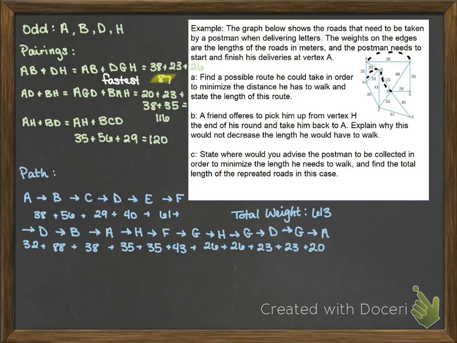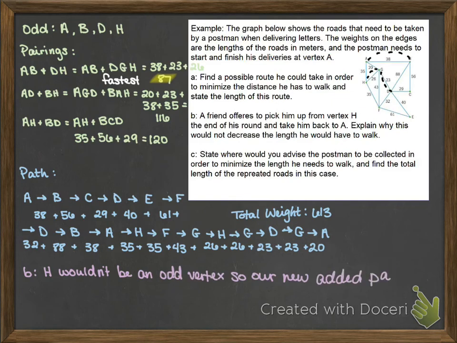So a friend offers to pick him up from vertex H and take him back to A. Would this decrease his length? And the answer is no. And let's think about why. That weight from H to A is 35. And so H wouldn't be an odd vertex anymore.